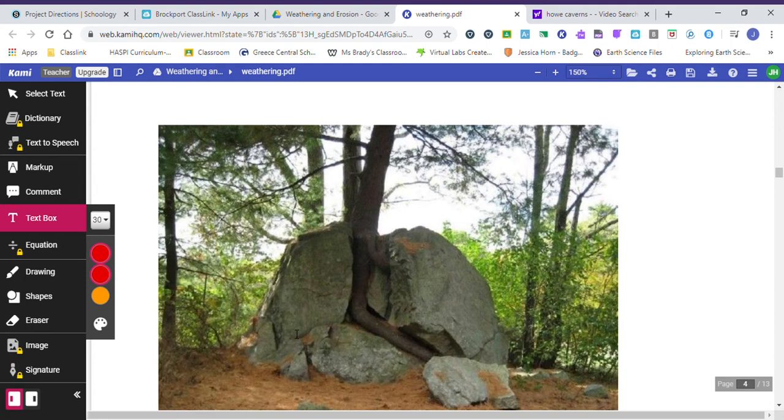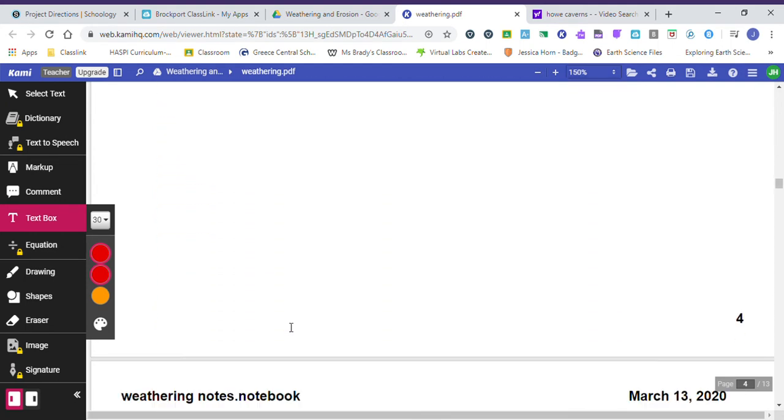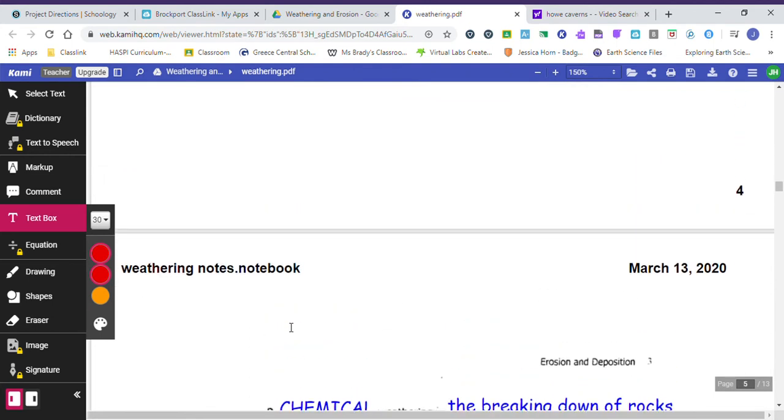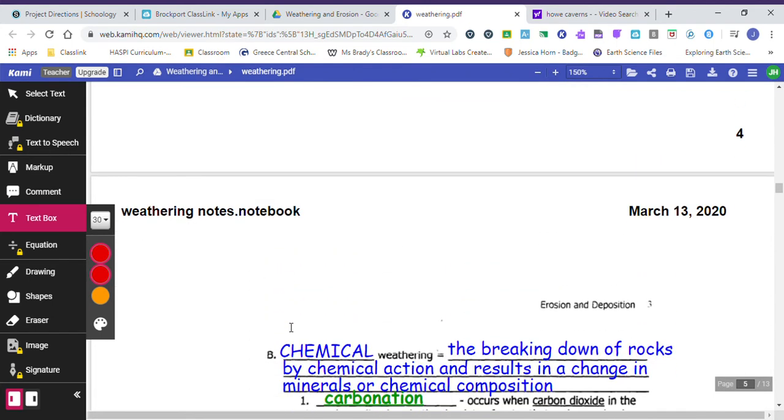Okay, here's my picture of organic activity, and I'm going to move into the other kind of weathering, and this one is called chemical weathering. So the difference here is that chemical weathering is still breaking down rocks, but it's changing it into something different. So it's no longer the same rock at the end of this. It chemically changes the minerals or the chemical composition of the rock.